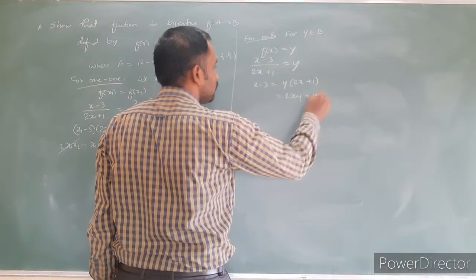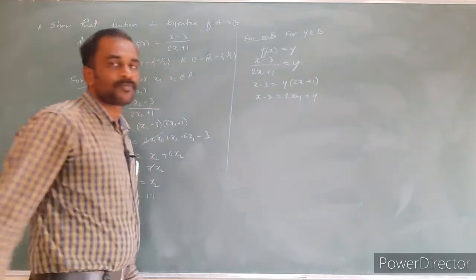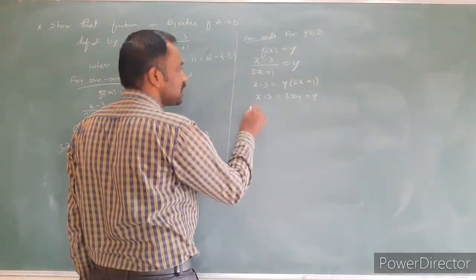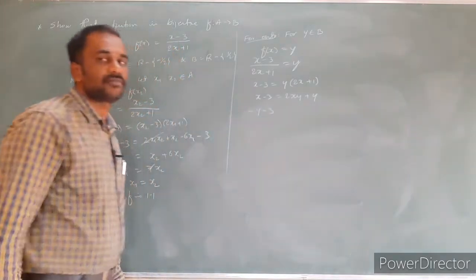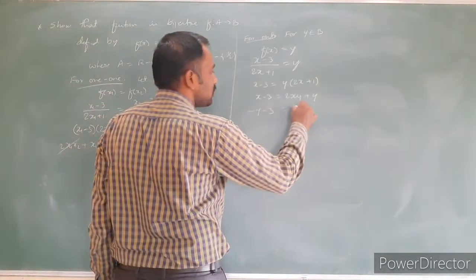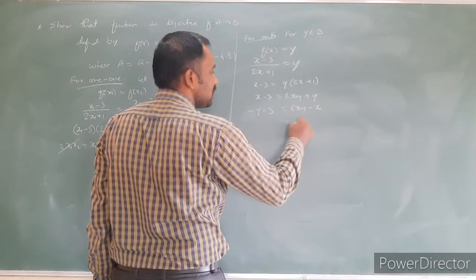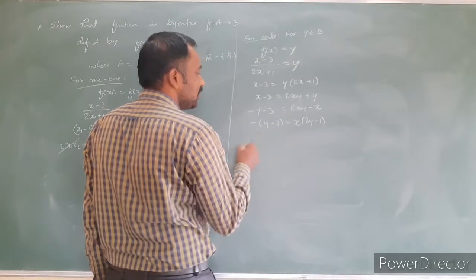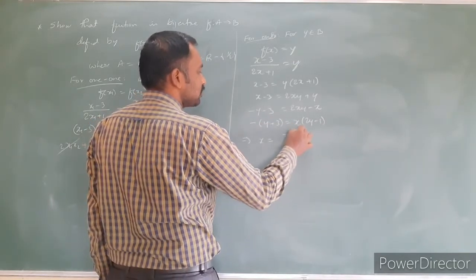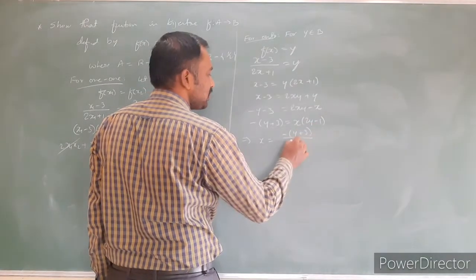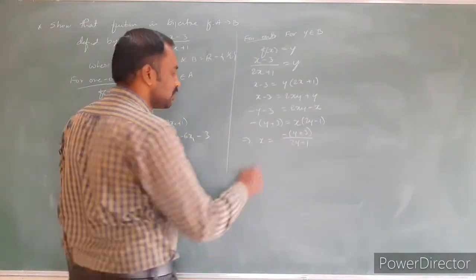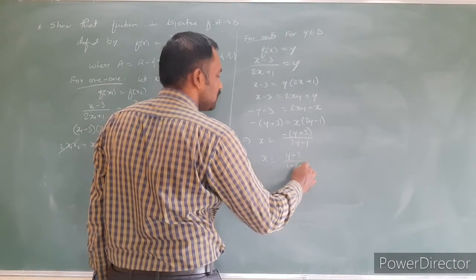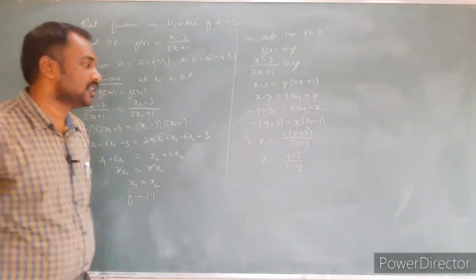2xy plus y, equals x minus 3. Now I need to take x common. So this x shifted to the right-hand side, that y taken to the left-hand side: minus y minus 3 is equal to 2xy minus x. Here x is common: 2y minus 1. Here minus I just take as common. Now from this, x is equal to minus times y plus 3 divided by 2y minus 1. So x is equal to y plus 3 divided by 1 minus 2y. This minus I just multiplied into the denominator.